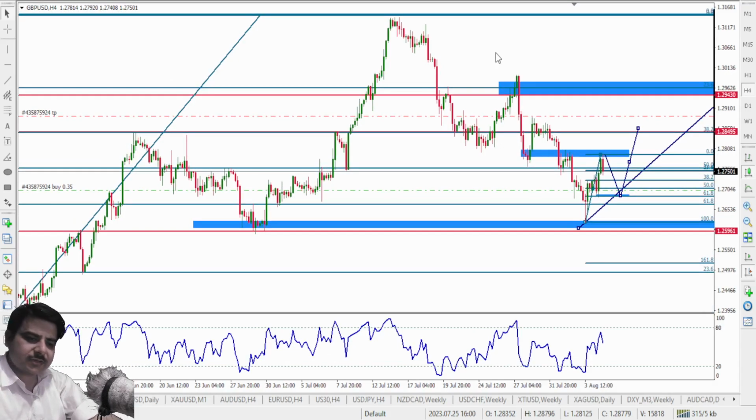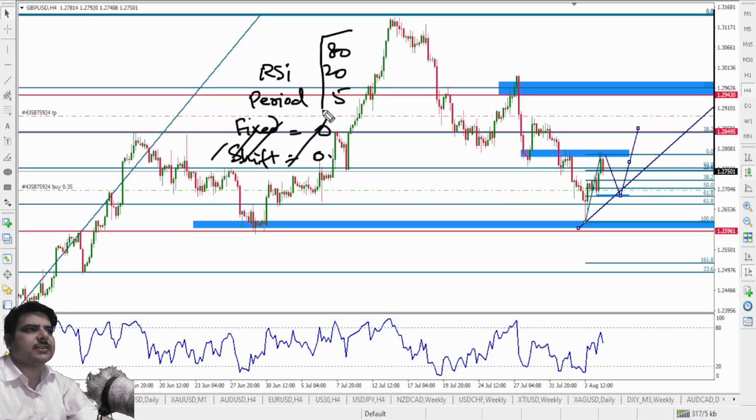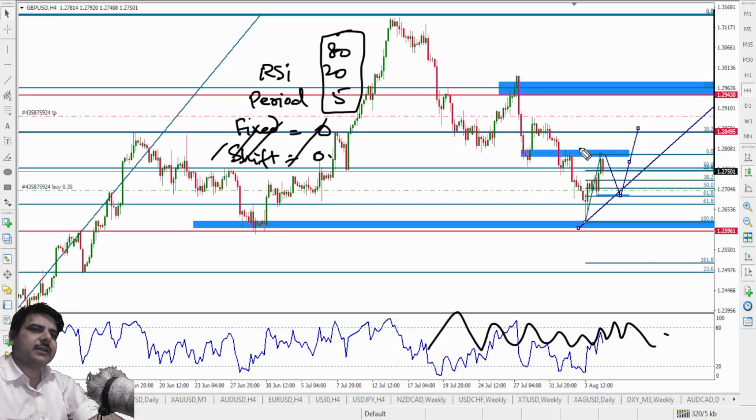If you have any questions, comments, or feedback, please do let me know. And yes, one thing I was about to forget was the RSI setting. I got a message. RSI is level 20, level 80, and period 5, and all the other things, period 5, fixed minimum is 0, and shift is also, I guess, 0. So all of these things remain the same, just change the settings and then you will have an RSI reading like this, which works with my strategy very nicely.